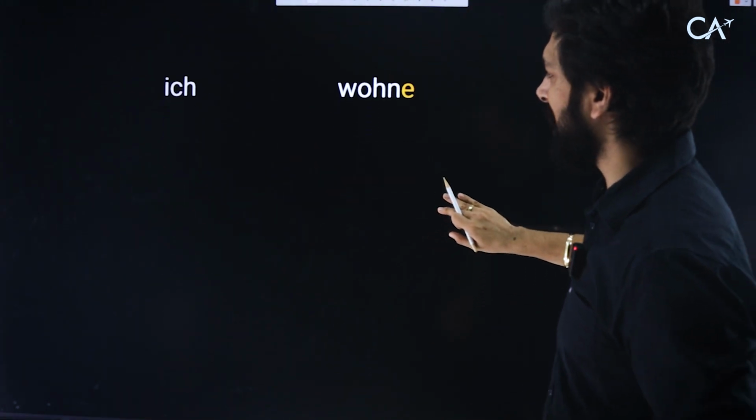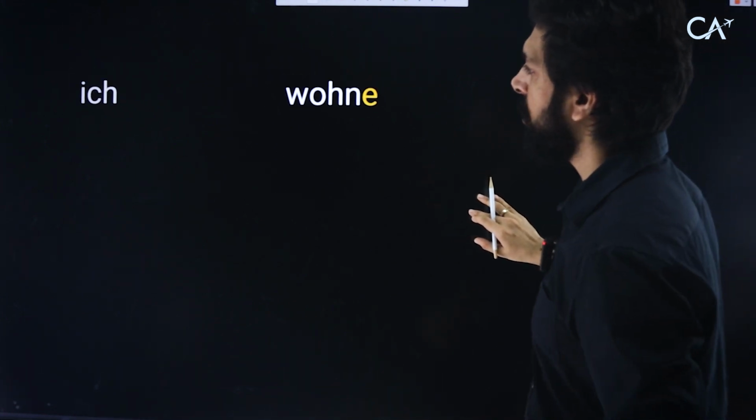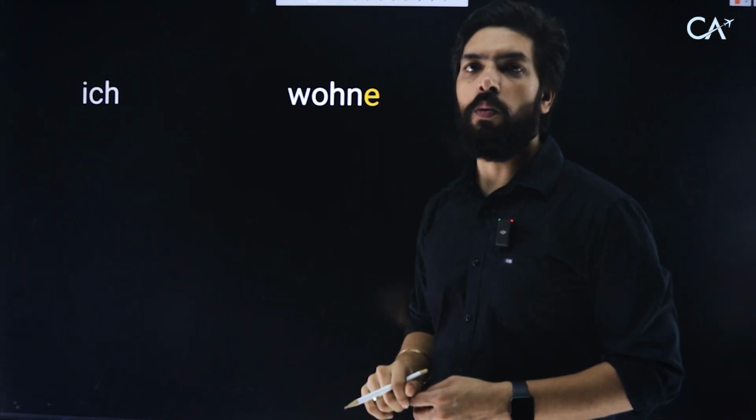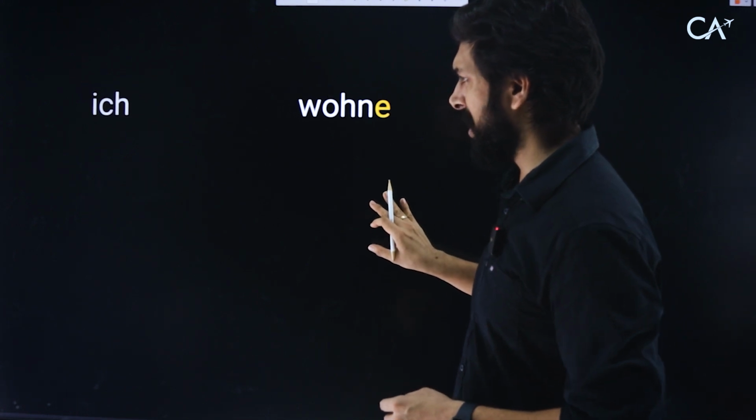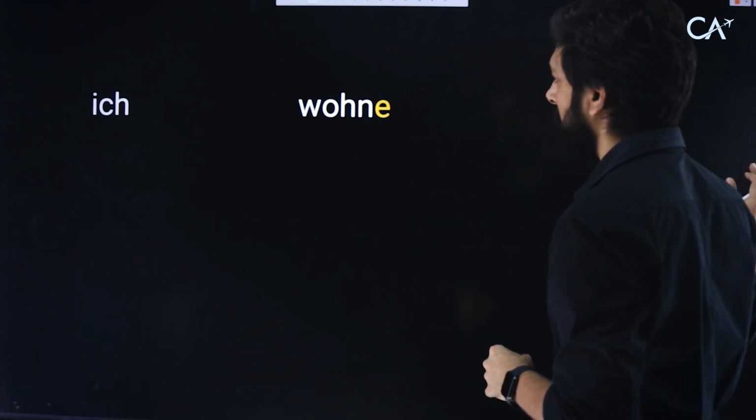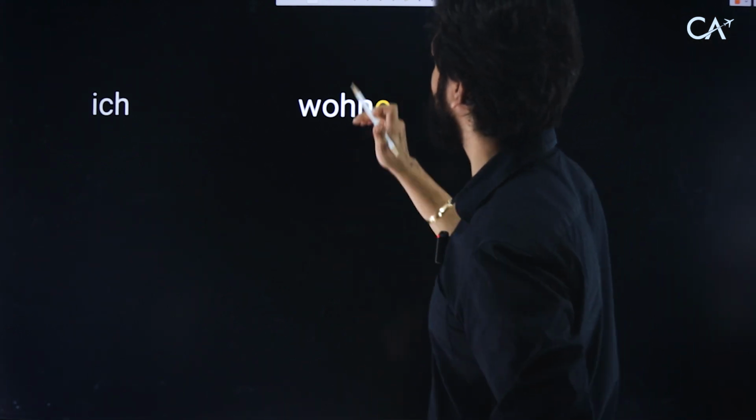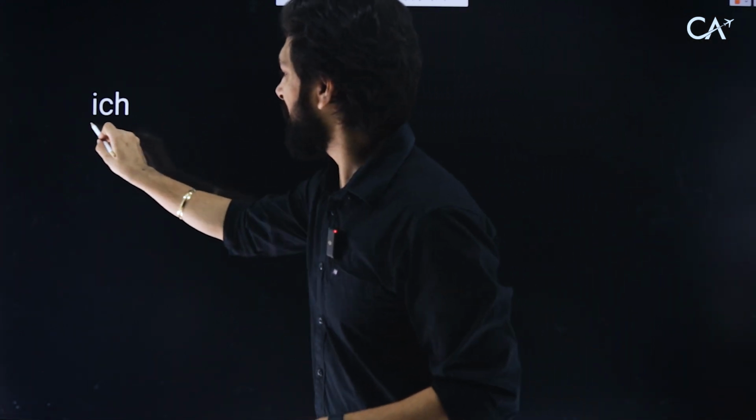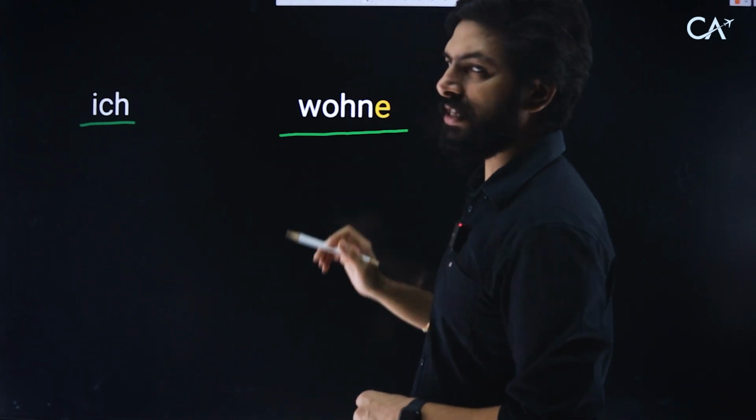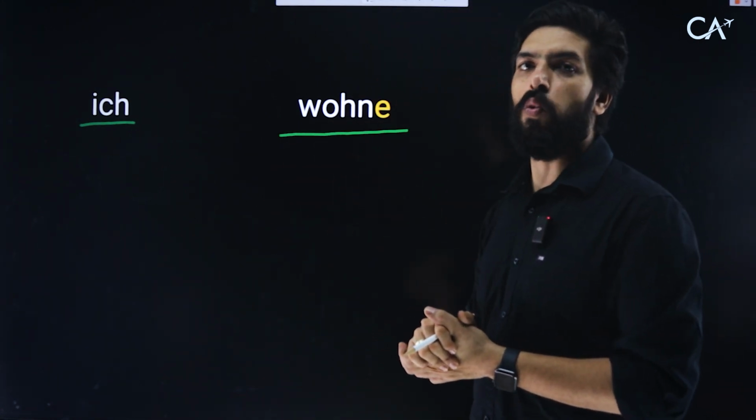The first one that we have is ich, and that is ich wohne. I think it is clear, right? We can zoom in a bit. Let's see. Last zoom. So we have ich, that is I, wohne. That means I live. Ich wohne.